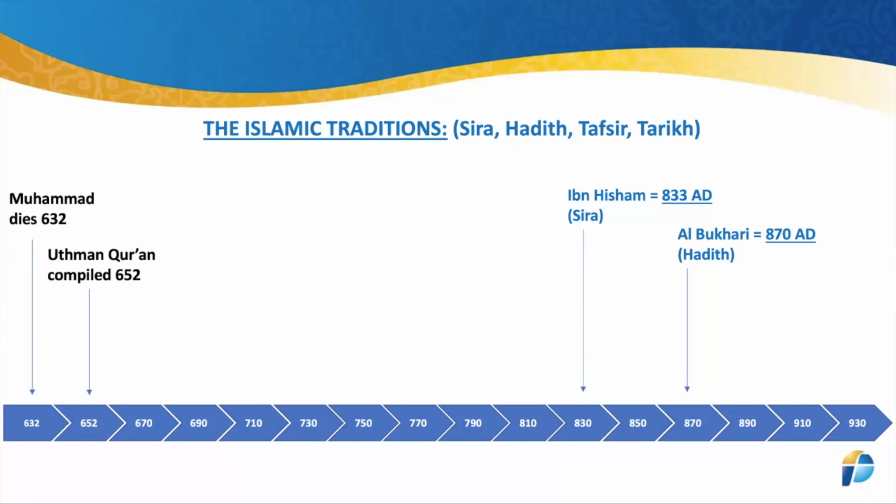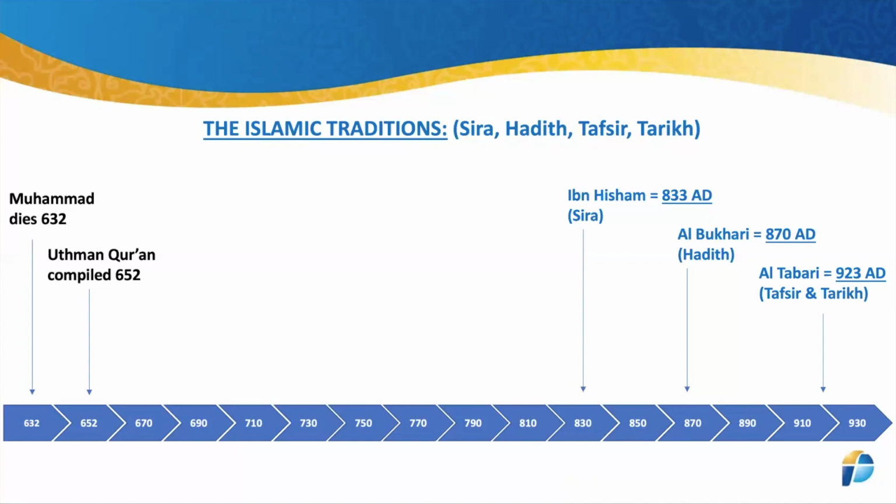What about all the tafsir, the commentaries, which is the third genre, and the tarikh, which would be the history? Well, the first one to write down any of the tafsir and any of the tarikh is this man here, Al-Tabari, and he died in 923. 923, that is the 10th century.